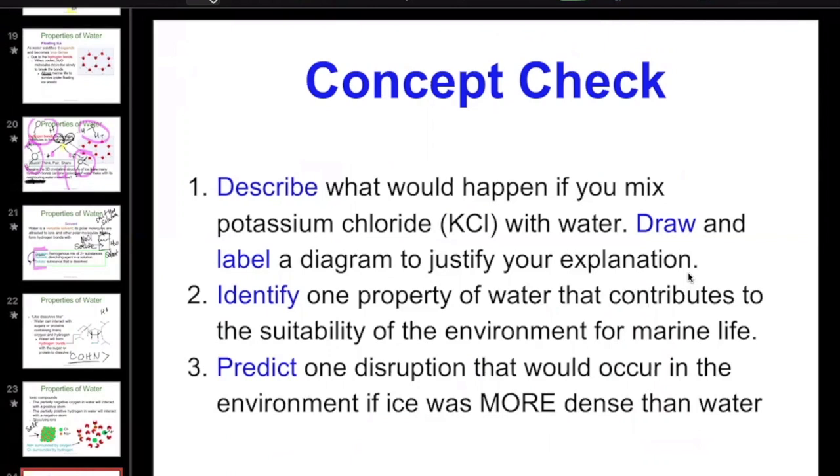Then you're going to identify one property of water that contributes to the suitability of the environment for marine life. What is one thing about water that makes it good for marine life? Then I want you to predict one disruption that would occur in the environment if ice was more dense than water. We know that ice is less dense, but what would happen if it was the reverse and ice was more dense? What do you think would happen? And just by disruption, I mean anything. Something dies, something changes, something doesn't work right. Any disruption in the systems of biology, what do you think will happen?